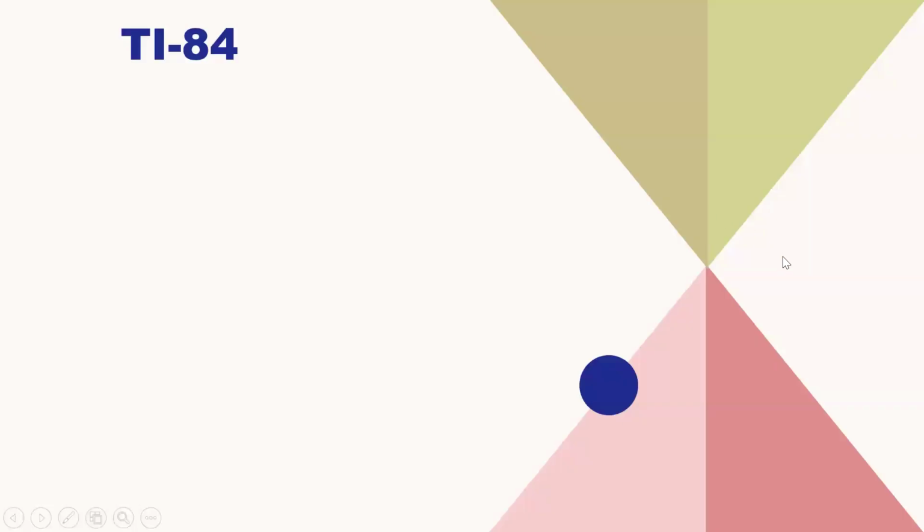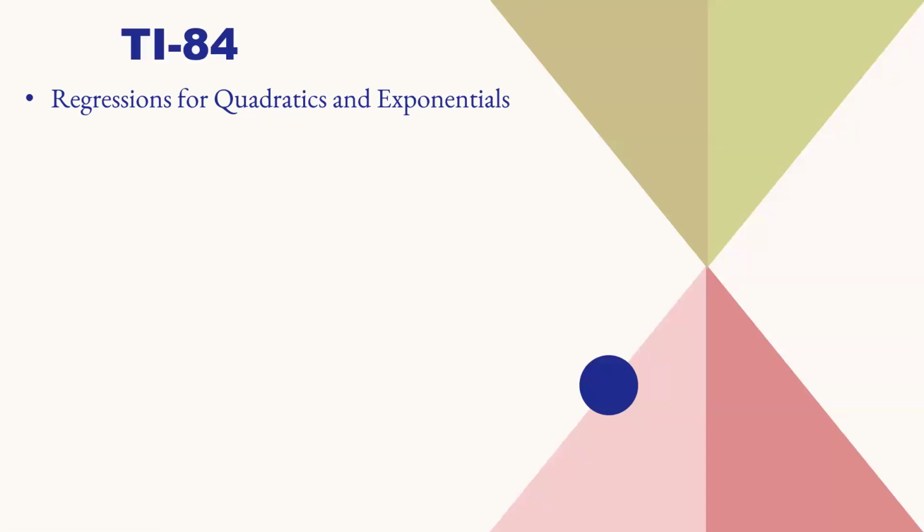All right. So our TI-84, we've already talked about regressions with linears, correct? Well, you also can do regressions with your quadratics and exponentials. We've already gone the whole time on linear. We're all good, right? Now we're going to talk about quadratics and exponentials.